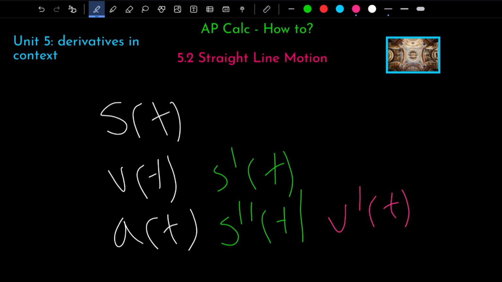The position is the location at time t, the velocity is the derivative of position, and the acceleration is the second derivative of position. So think of velocity as the rate of change of position, and acceleration as the rate of change of velocity. Some important notes: if v of t is greater than 0, the object is moving to the right or forward. If v of t is less than 0, the object is moving left or backward.